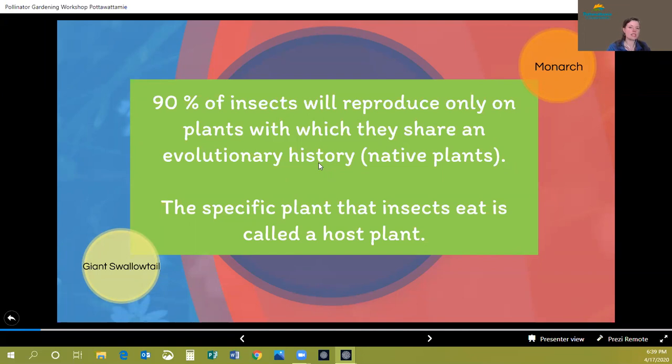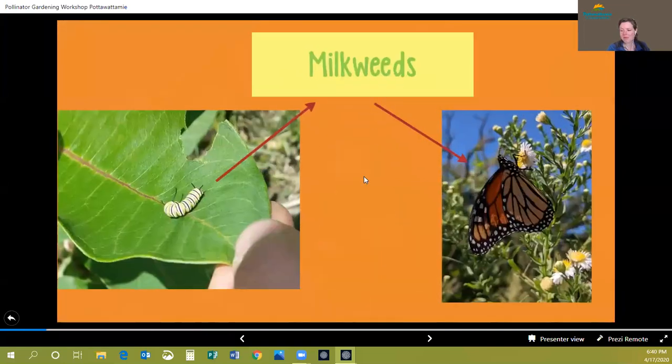Now there are host plants for a lot of different insects, but I'm going to give you just two quick examples: the monarch and the swallowtail. So monarch obviously is one of our flagship insects with host plants. You have to have milkweed. If you don't have milkweed, you don't have monarchs. That's it. You can't just magically create adult monarchs. You have to have food for the caterpillars to eat.